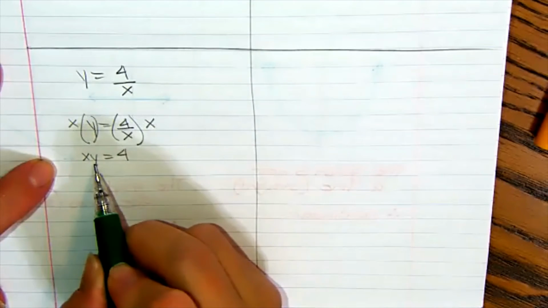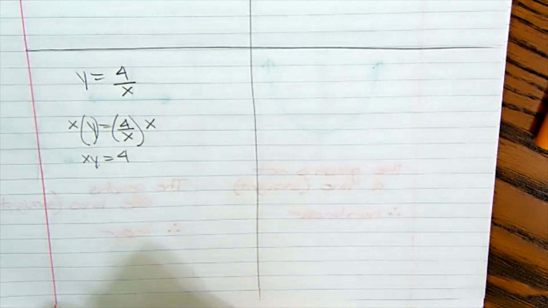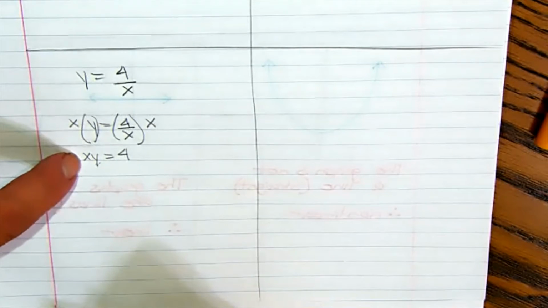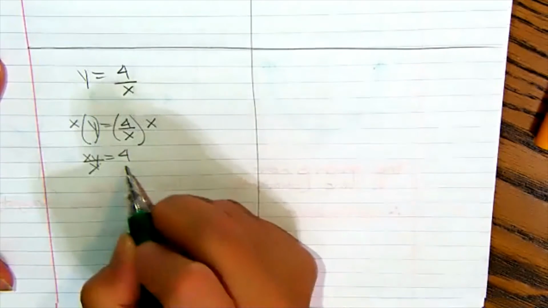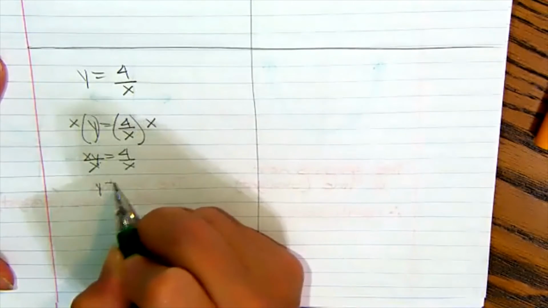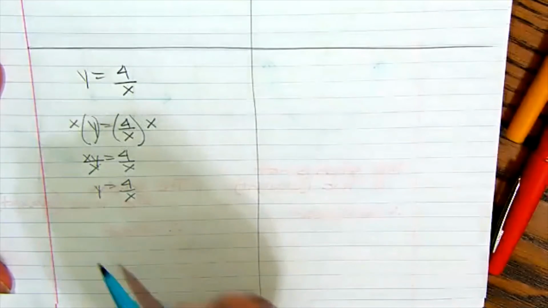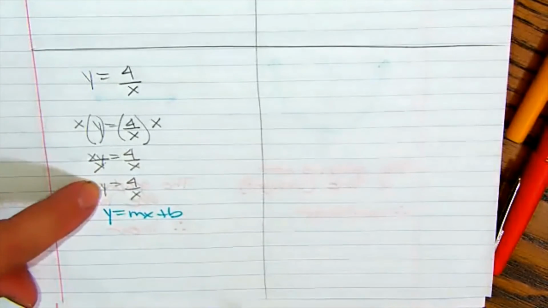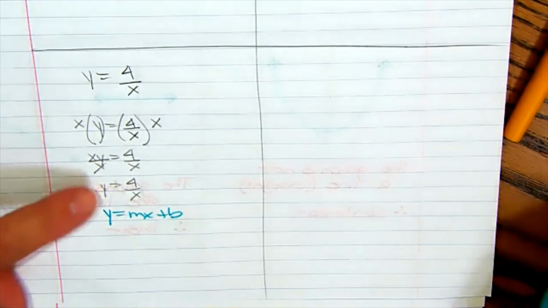I need y by itself. I need to isolate y. So to do that, I need to get rid of this times x. So I need to divide by x, y equals 4 over x. You know what? I don't think I can get this into y equals mx plus b format. It's kind of stuck like that.